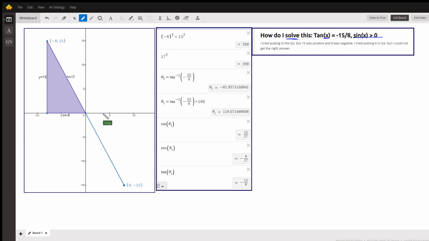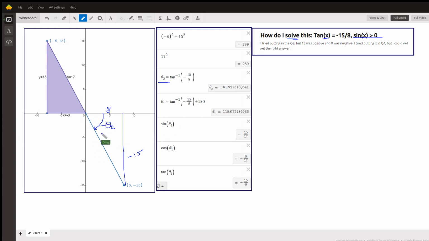One is in the fourth quadrant, which would be this angle right here, which I've called theta sub 2, actually. Because if we draw this right triangle, this distance is negative 15, this distance is 8, and the tangent of this angle, negative 61 degrees, 0.9 degrees, is negative 15/8. But the sine would be negative in this quadrant, opposite over hypotenuse.